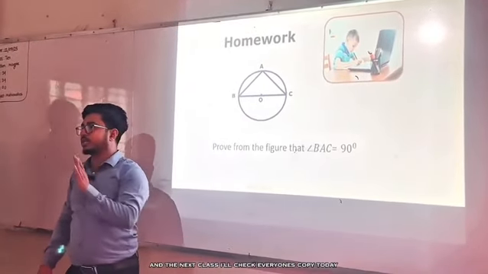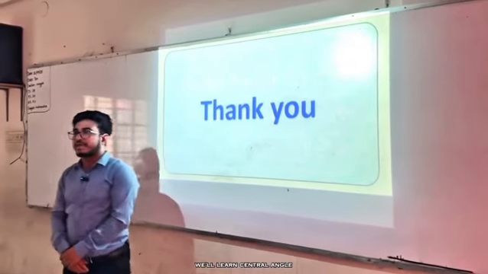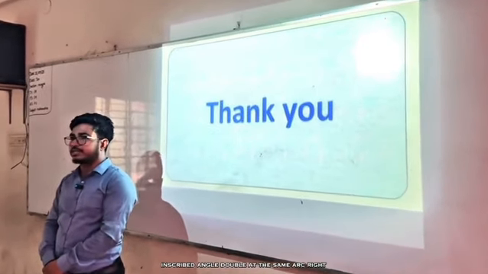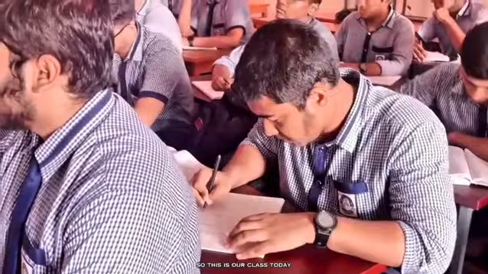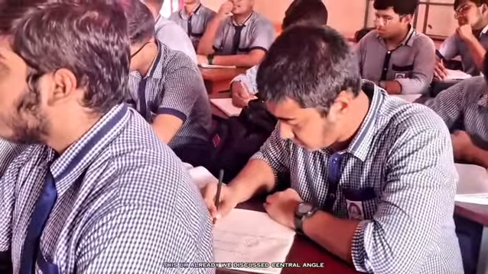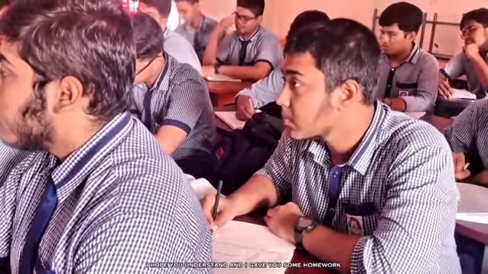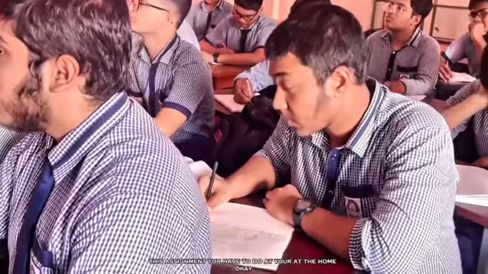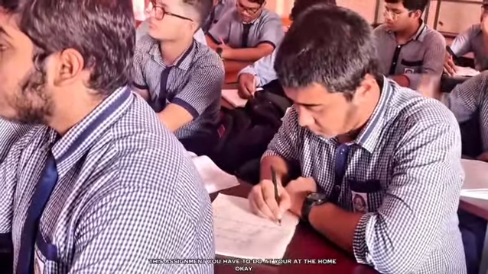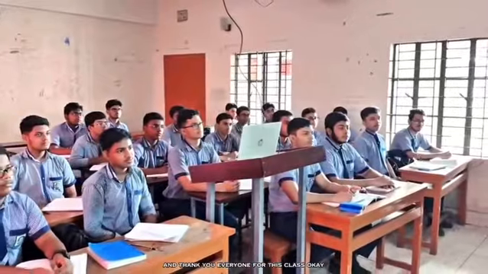And in the next class, I'll check every score. Today we learned that the central angle is double the inscribed angle on the same arc, right? So this is our task today. We already discussed that the central angle is double the inscribed angle. I hope you understand. And I gave you some homework. You have to do this at home, okay?